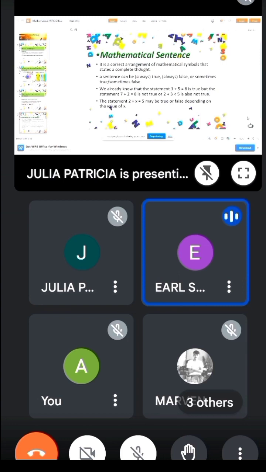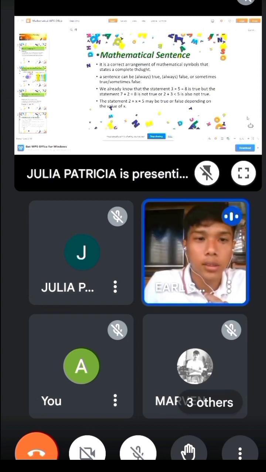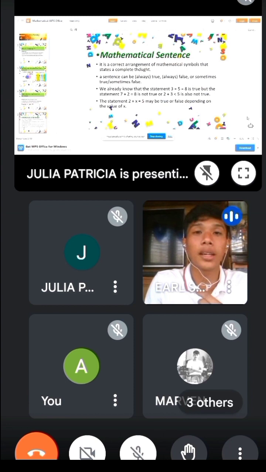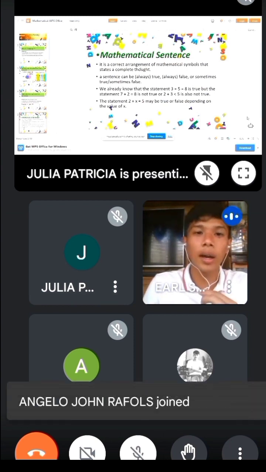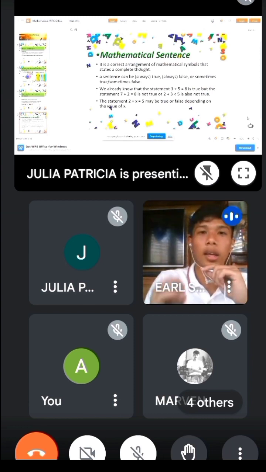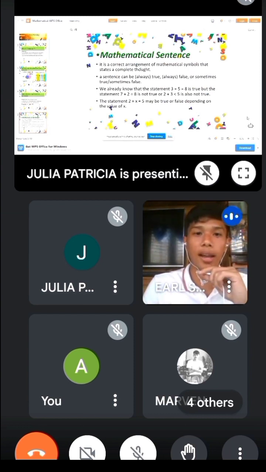So aside from a mathematical expression, there is also a mathematical sentence. A mathematical sentence is a correct arrangement of mathematical symbols that states a complete thought. It is the proper use of symbols like equal, greater than, and less than signs to complete a sentence. And also, a sentence can always be true, can always be false, or sometimes true and sometimes false.